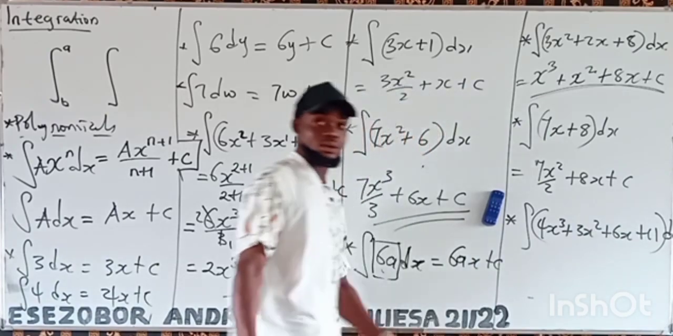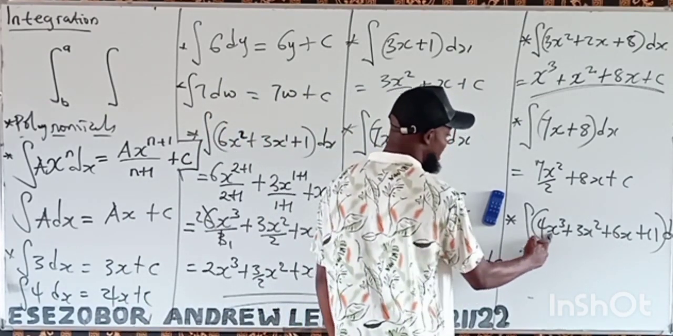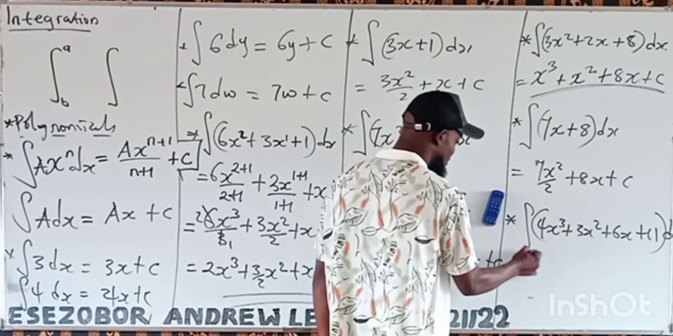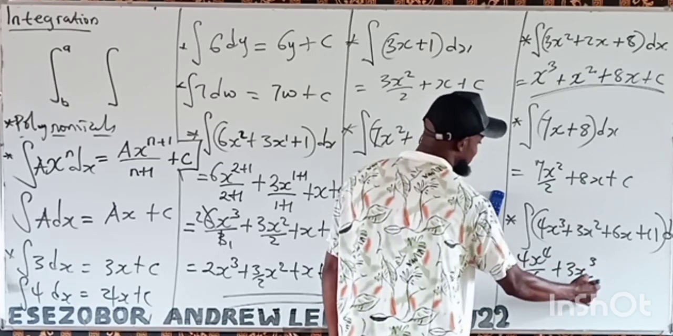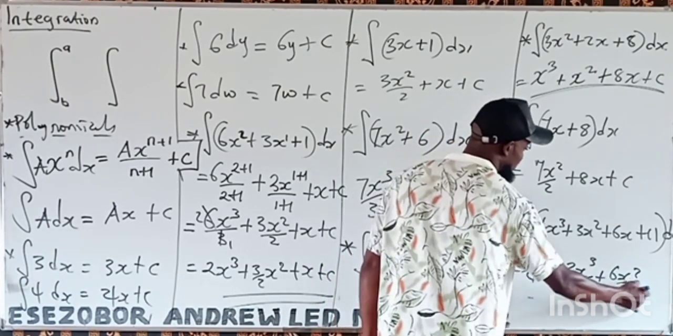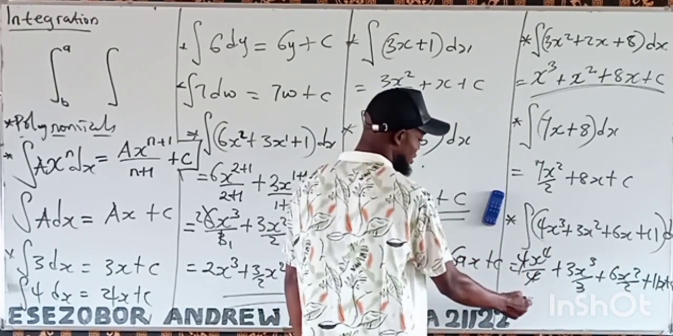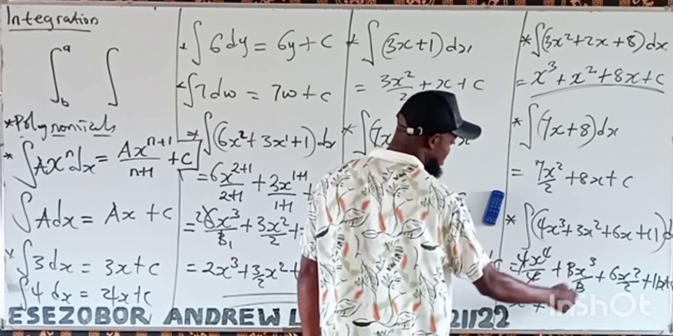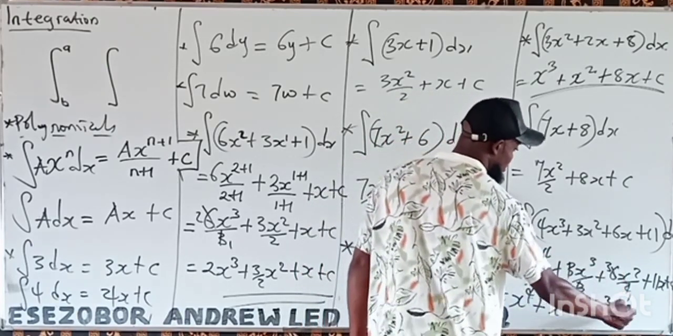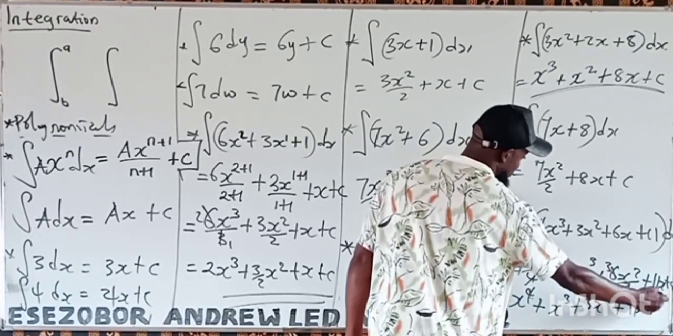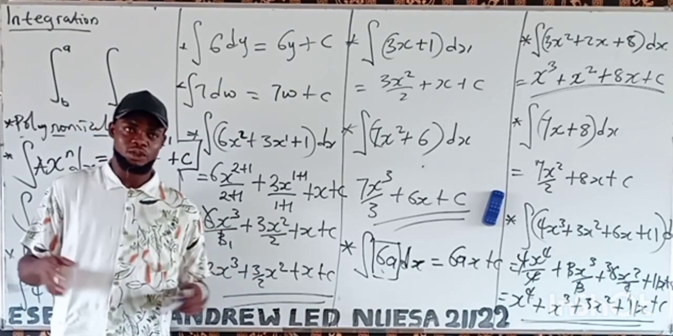When you integrate with respect to s, that will give us, what am I going to have, 4s power 3 plus 1, that's 4s power 4 over 4 plus 3s power 3 over 3 plus 6s power 2 over 2 plus 11s plus c. So this one gives us, we'll cancel 4, s to the 4 plus, now cancel this, s cubed plus, this one here, 3s squared plus 11s plus c. Answer. So this is how you integrate polynomial functions.